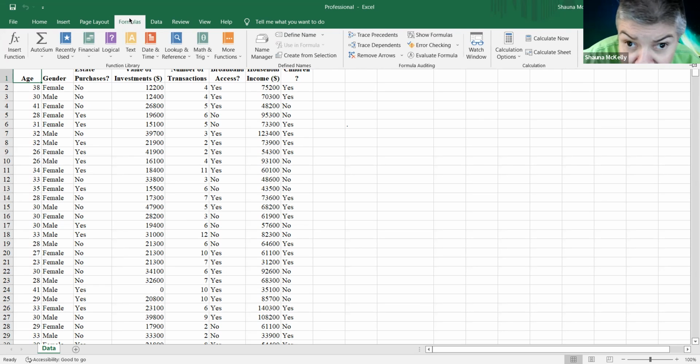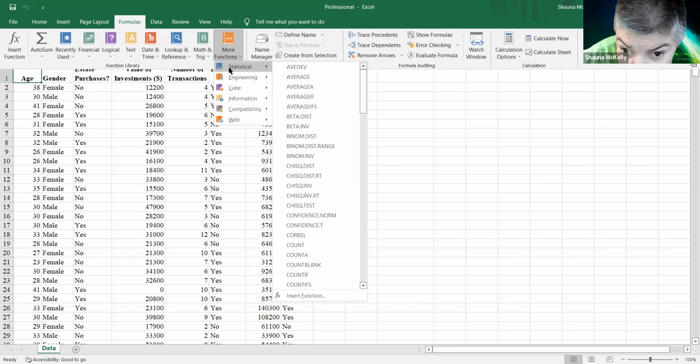Yeah, so most likely it's going to be under formulas, and then we're going to go to more functions in statistical, and it's going to give us all the formulas that we need. We can also do, I know we can do the summary statistics, but I don't remember where the summary statistics are.